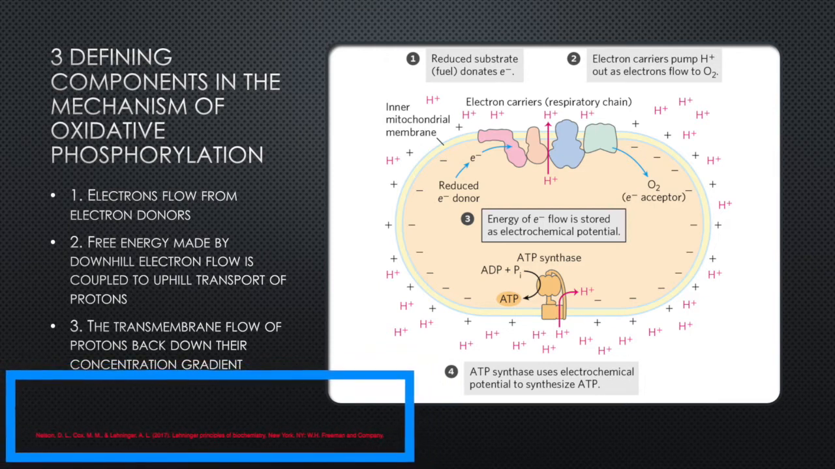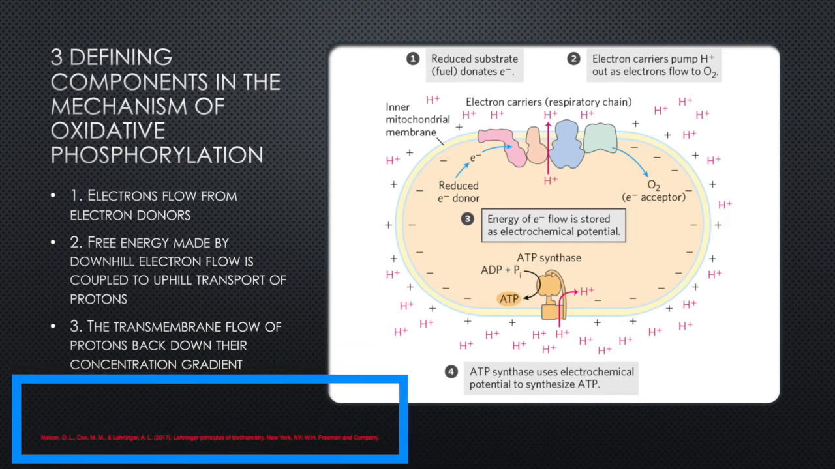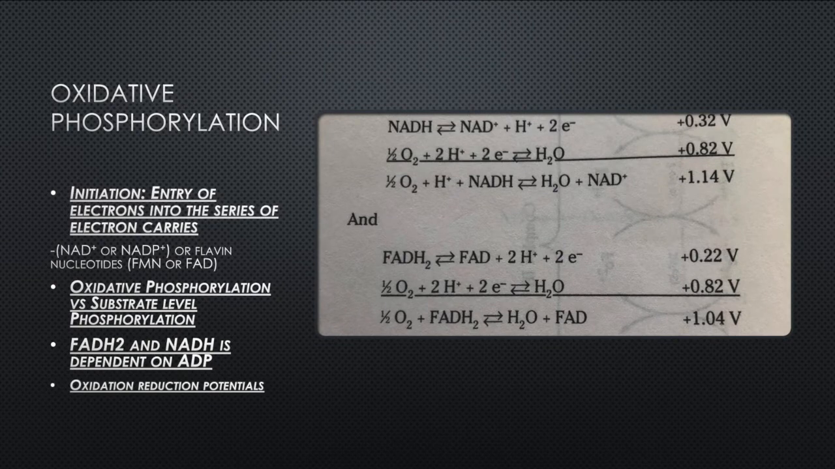The mechanism of oxidative phosphorylation has three components. One is that electrons flow from electron donors. Two, the free energy made available by this downhill electron flow is coupled to the uphill transport of protons. And three, the transmembrane flow of protons back down their concentration gradient. With electrons flowing from electron donors, they do that through a chain of membrane-bound carriers to a final acceptor with a large reduction potential, oxygen.